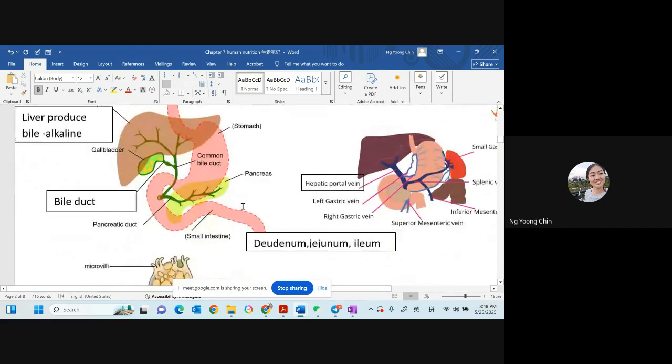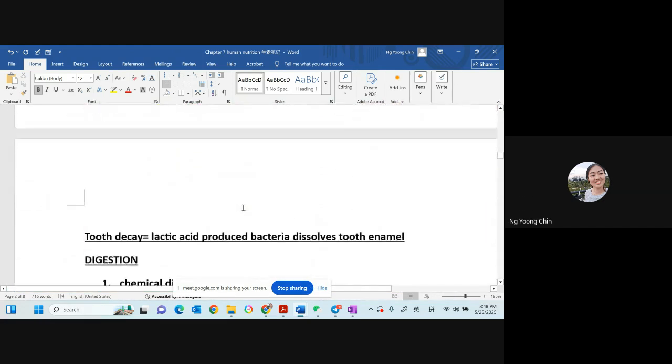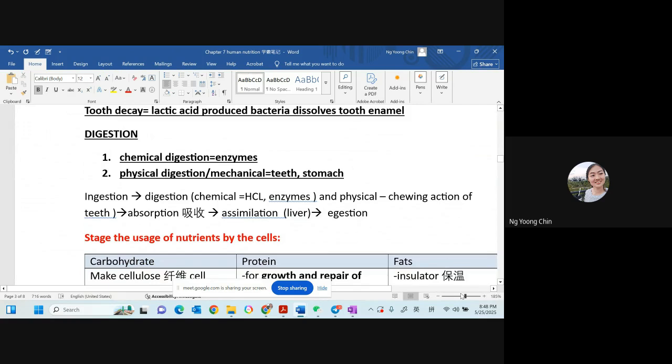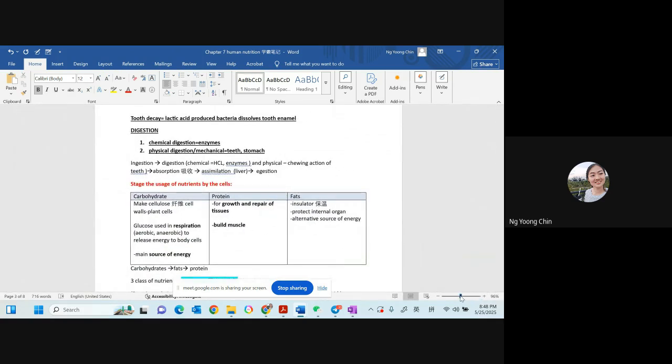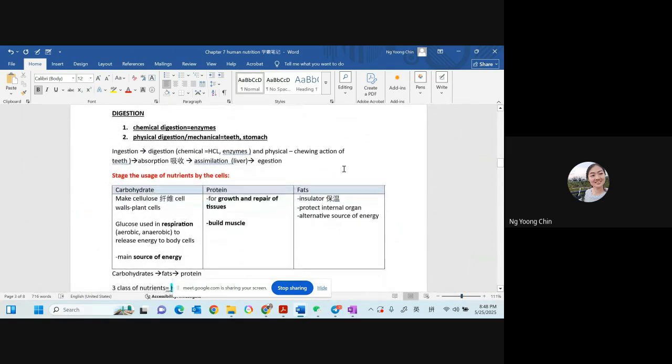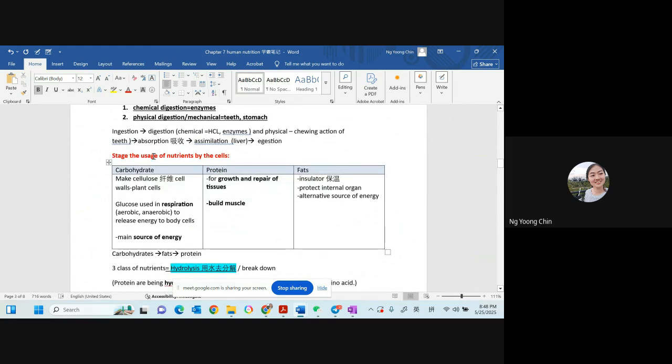Okay, so that's all. And then now we talk about this one. Whenever the exam asks you to state the usage of nutrients by the cell. Okay, so why do we need to eat food every day? And we need to eat a balanced diet with the correct proportion of nutrients in every meal, because we need to get these 3 types of macronutrients. It's called the main nutrients, which are the carbohydrates, proteins, and fats.